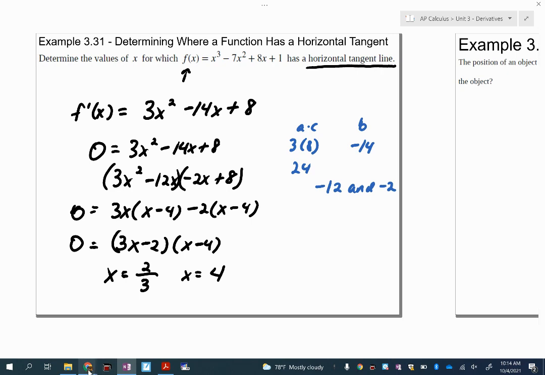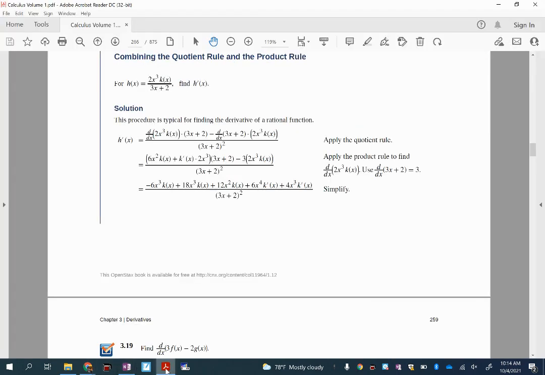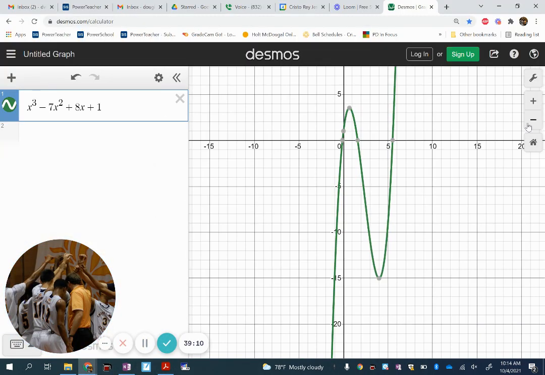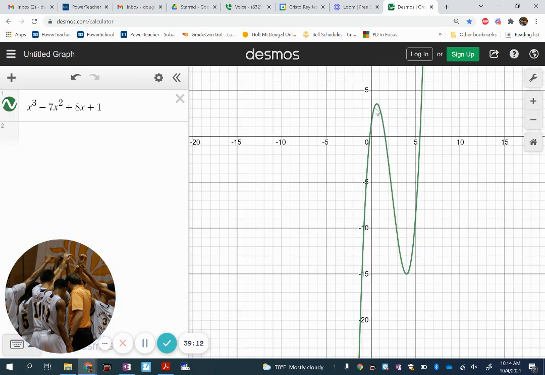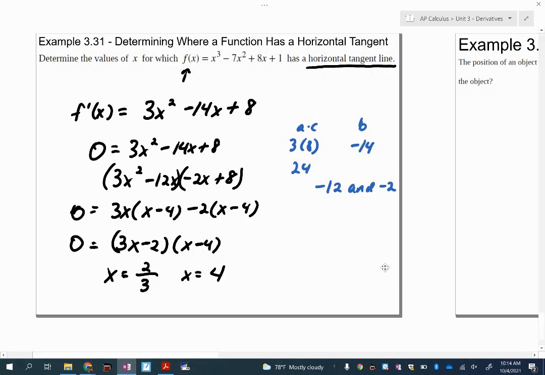So I'm just going to show your brain essentially why we're looking for those horizontal tangent lines. Okay, those two there. Okay, almost there. Let's keep going. Last one, and then we'll be done.